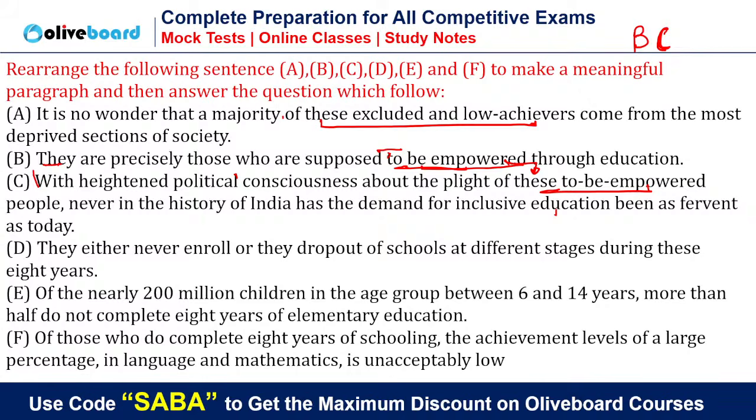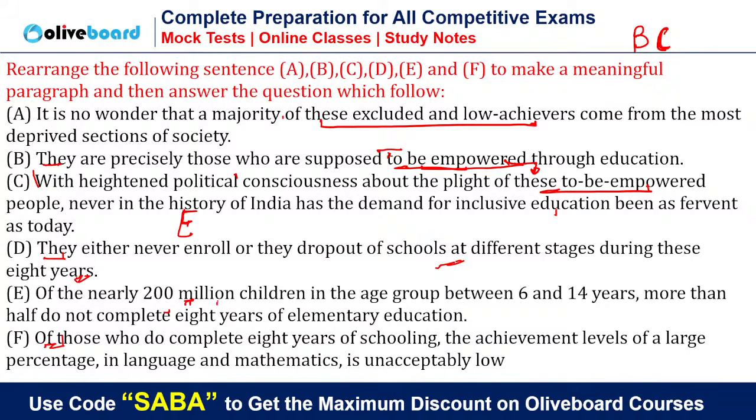Okay, they either never enroll or they drop out of schools at different stages during these 8 years. Where we discussed 8 years, we don't know. Of the nearly 200 million, we will start with E because there is only one sentence that is opening, that is E. In an opening sentence, there is no confusion, right? Because A, B, C, D, F cannot be the opening sentence, only E will be the opening sentence.